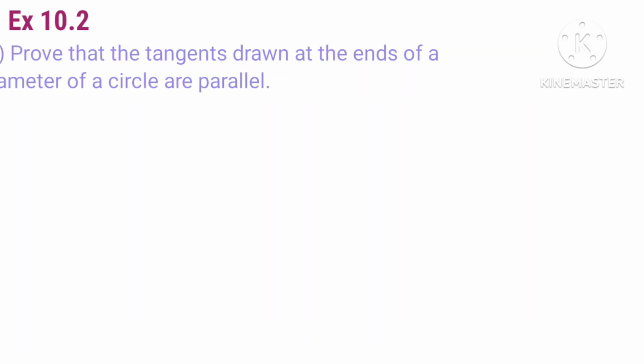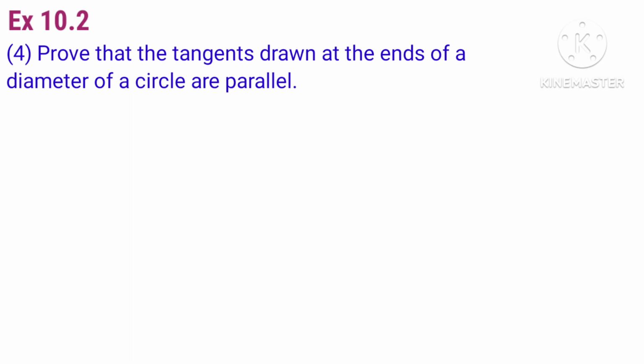So we'll move on to our next question. Prove that the tangents drawn at the ends of a diameter of a circle are parallel. So in the question, first let's draw the diagram. Let's see how to draw it. So let's take a circle. First, they have asked us to draw a diameter.